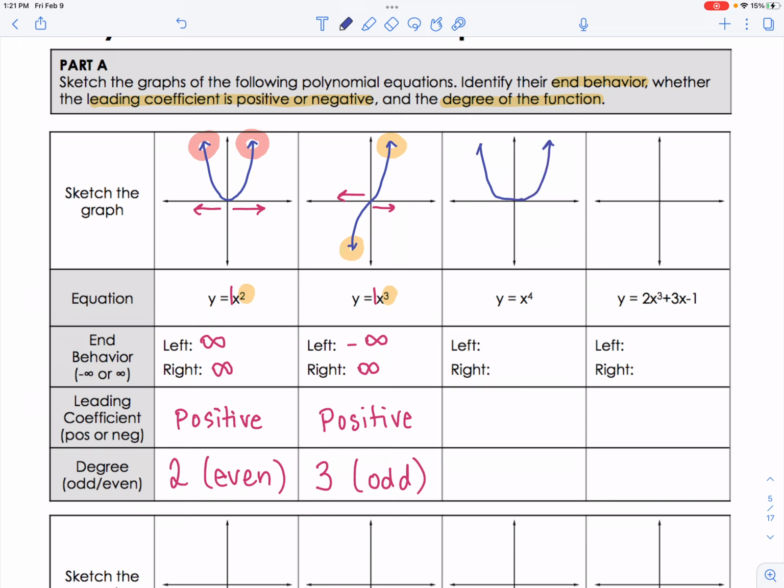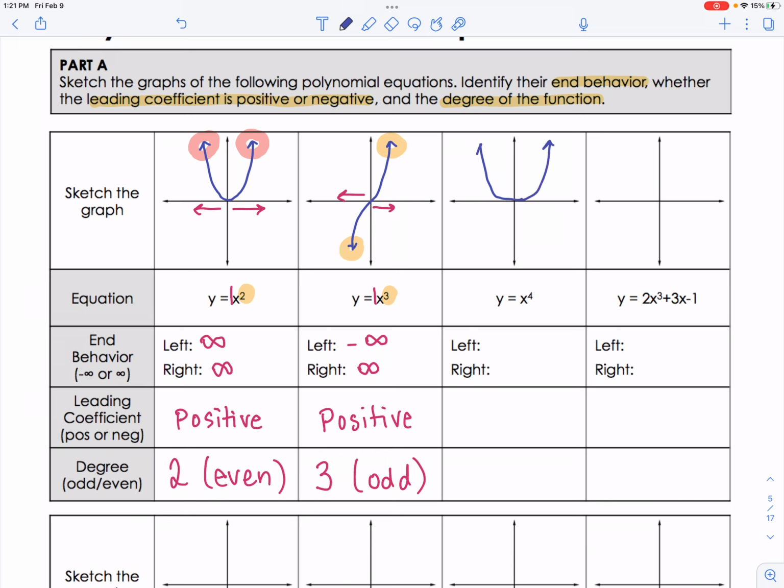So now my end behaviors again are going in opposite directions. As we go to the left, my graph is going up towards positive infinity. And as we go to the right, my graph is going down to negative infinity. The leading coefficient is a negative number, and the degree of the polynomial is 3, which is odd.